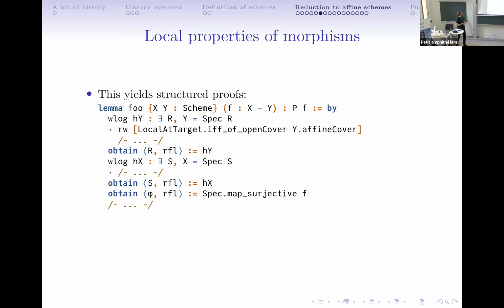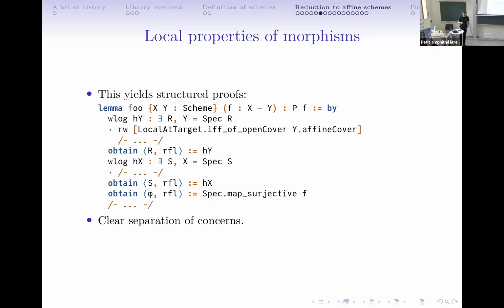And so this is quite nice because it's a clear separation of concerns. We know exactly what's going on in this proof. Here we have a reduction step on the target, a reduction step on the source, and then we have some actual mathematics. So this last part is where the AGA proof starts.